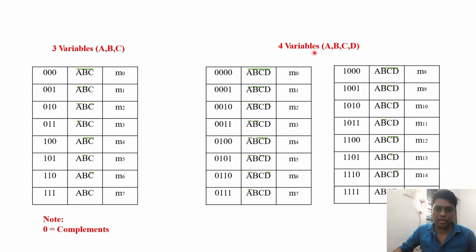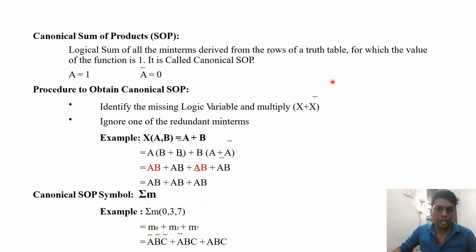Similarly, for 4 variables it is A, B, C and D, from 0000 to 1111. It can be represented from M0 to M15. We call this the canonical SOP. The procedure to obtain the canonical SOP is: first identify the missing logic variable, then multiply with x plus x bar. If there are redundant minterms, we ignore them.